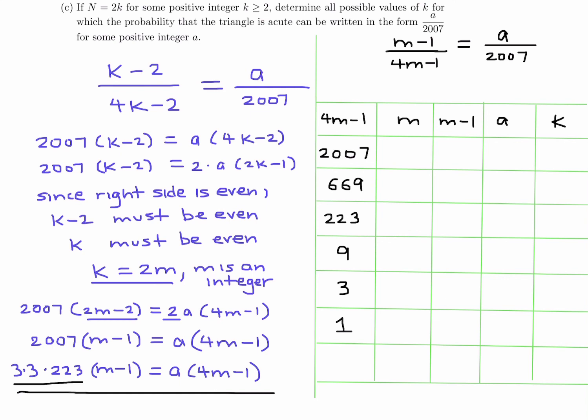All right, very quickly we can figure out m. If 4m minus 1 is equal to 2007, let's see here.